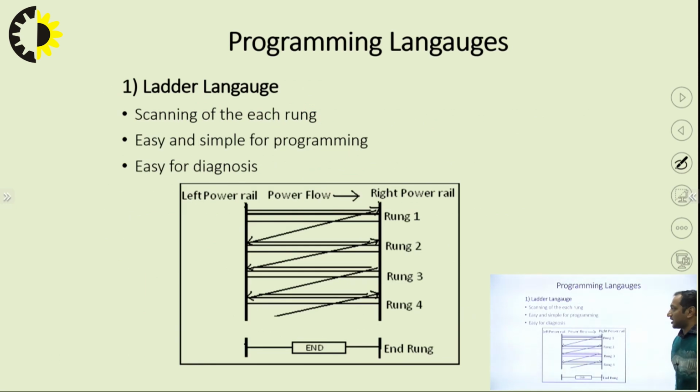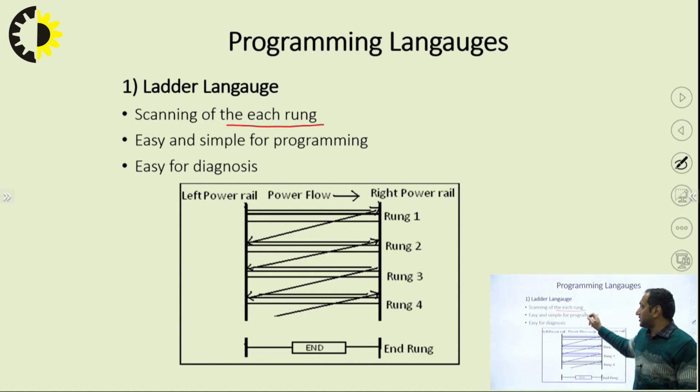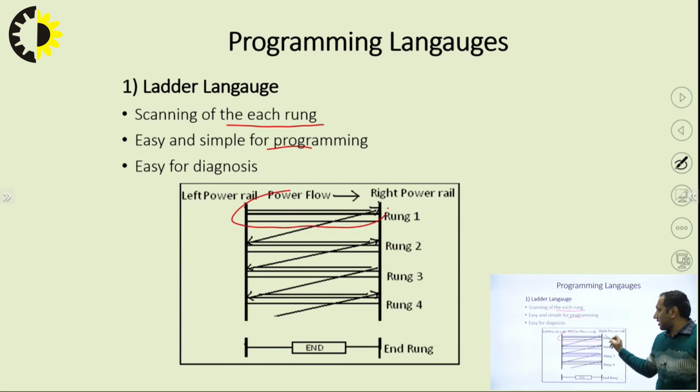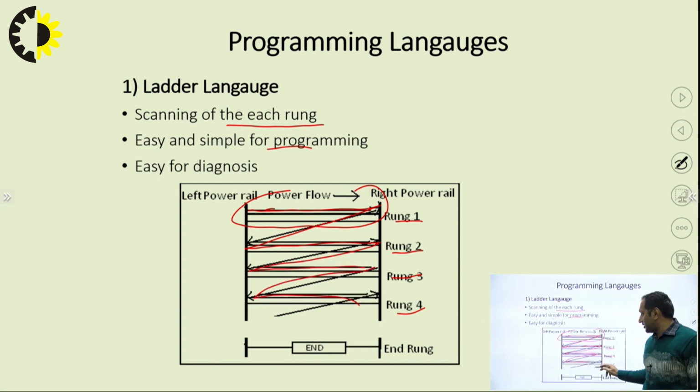And another one is ladder language. Most PLCs use ladder logic to operate, to store, and to perform the logic operations. What happens is that scanning of each rung is done, and it is easy for programming. This is known as rung 1, rung 2, rung 3, rung 4, and its operation, like how it reads the program code: from left to right, like this. Programs are executed in this way and it ends here. So this is known as a ladder logic diagram.